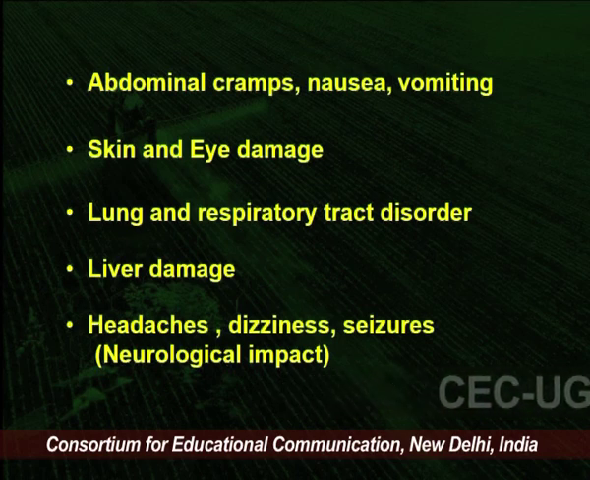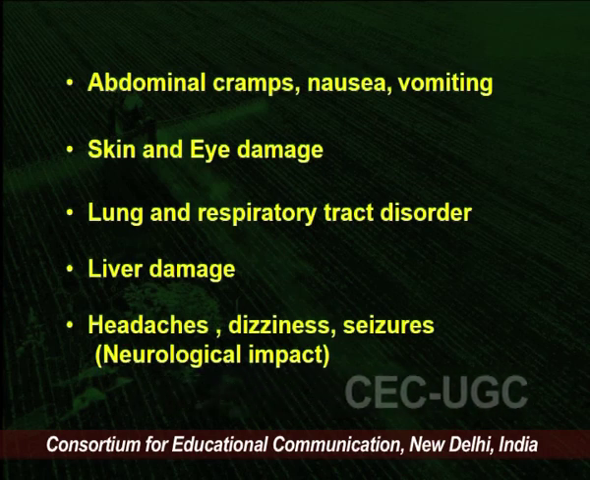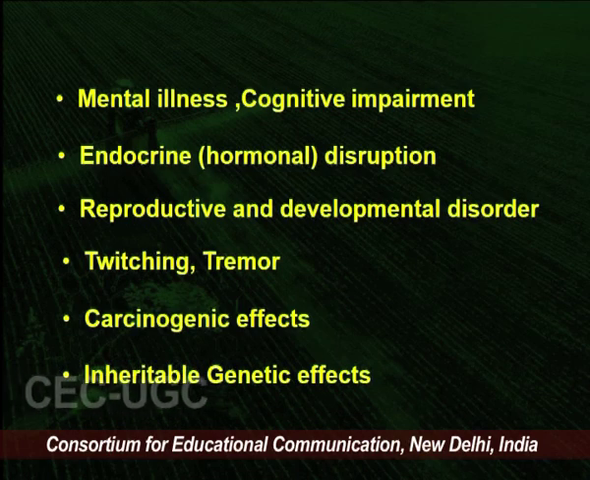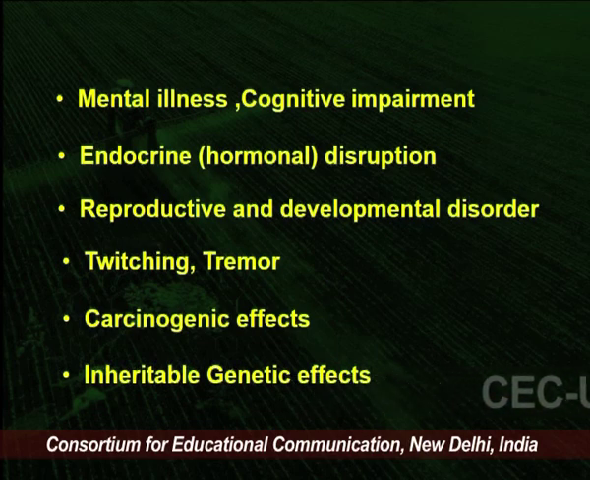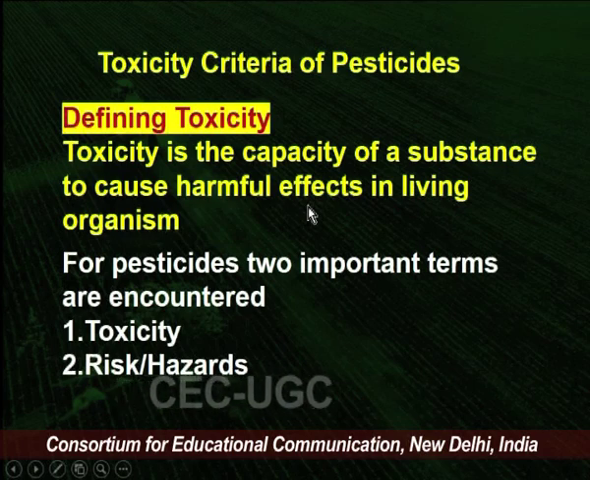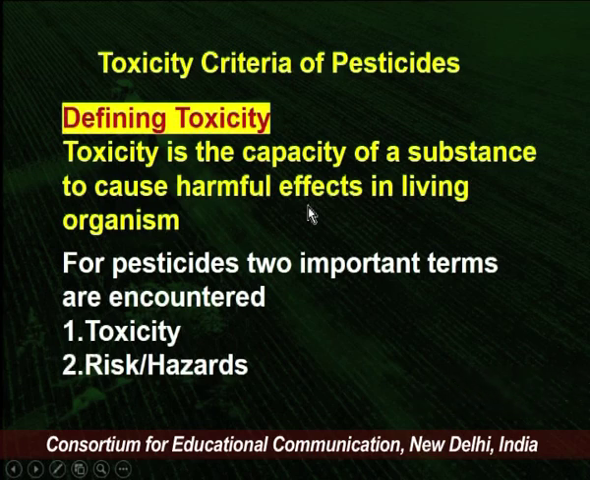Now, acute and chronic health effects of pesticides on humans. They are abdominal cramps, nausea, vomiting, skin, eye, lung and respiratory tract disorders, liver damage, headaches, dizziness and seizures. They basically cause mental illness, cognitive impairment, endocrine disturbance, reproductive and developmental disorders, twitching, tremor, carcinogenic effects and inheritable genetic effects.